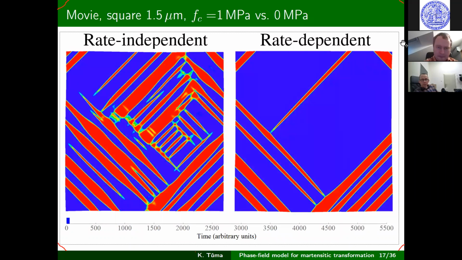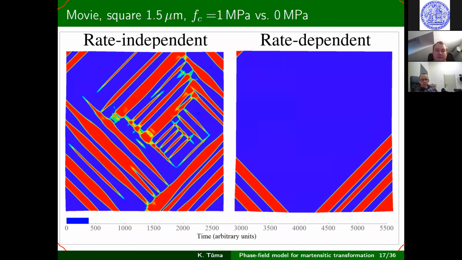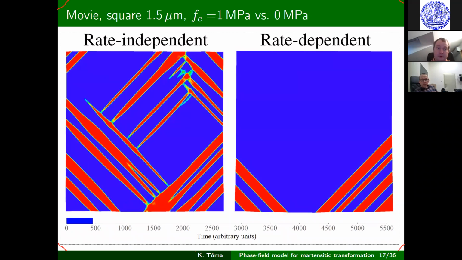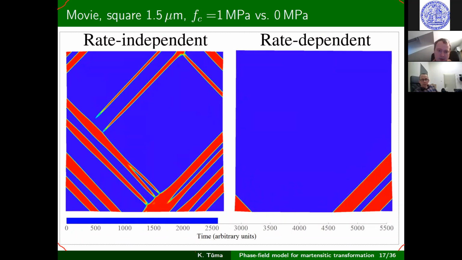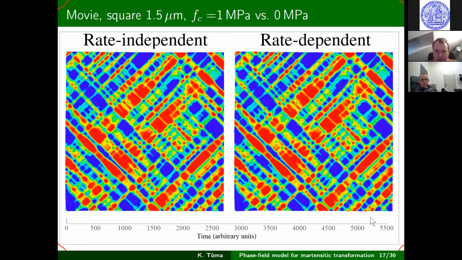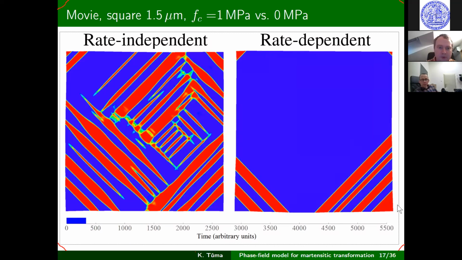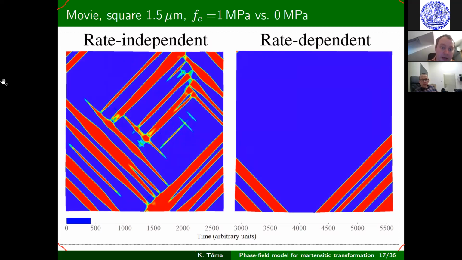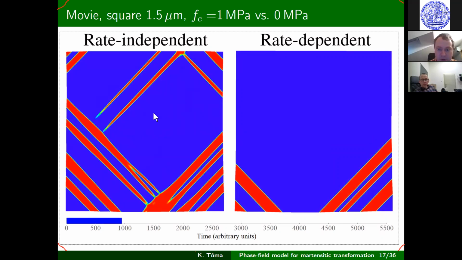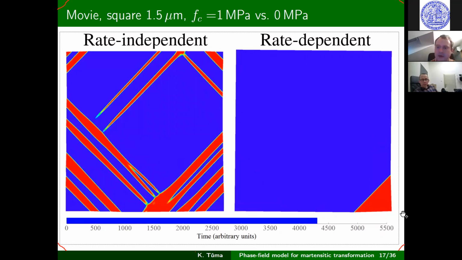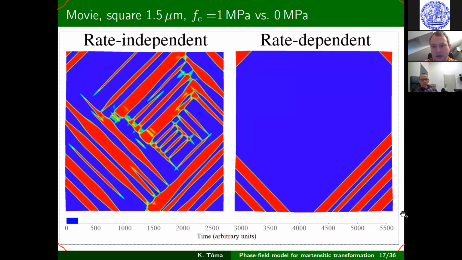So here it is a movie. It is just a smaller square. And we are comparing the evolution for the rate independent process with critical driving force equal to 1 megapascal and the rate dependent where FC is equal to 0 megapascal. So here, this is the timeline. You can see that the movie is not linear in time. And what you can see is that after some time, the microstructure for the rate independent model gets stuck and does not move anymore. So this is now the steady solution. But for the rate dependent, it slowly goes. And finally, everything transforms into one phase, the blue phase.